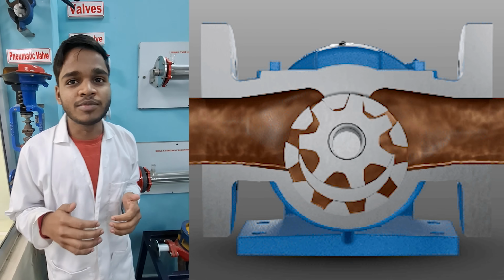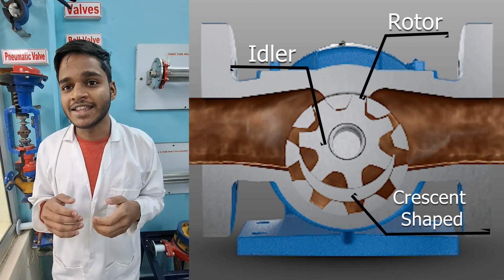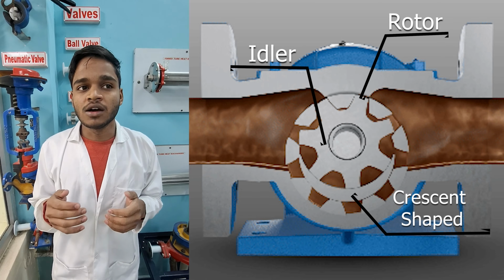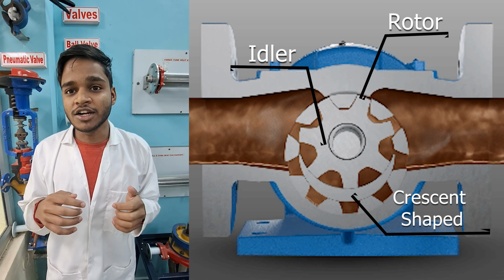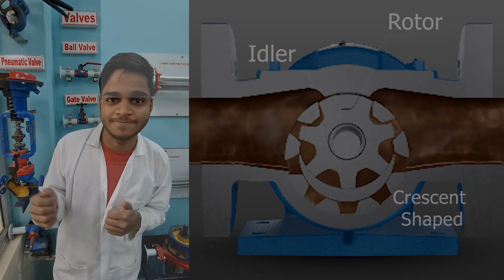In the internal gear pump, it also consists of two gears. The outer gear is called the rotor and the internal gear is called the idler. Basically, there is a crescent-shaped divider which divides the outer gear and the inner gear so the liquid can flow from one side to the other.